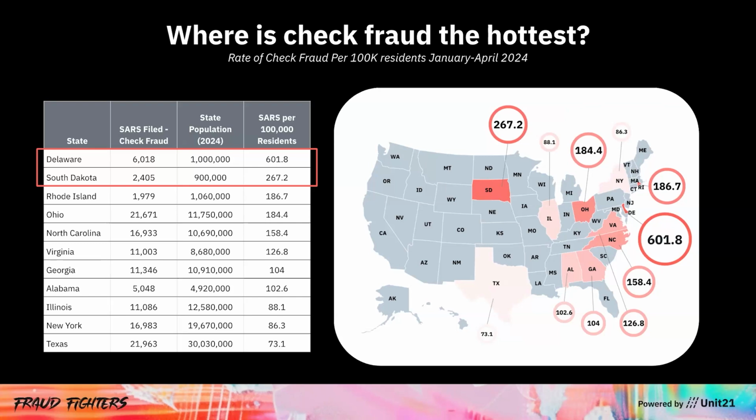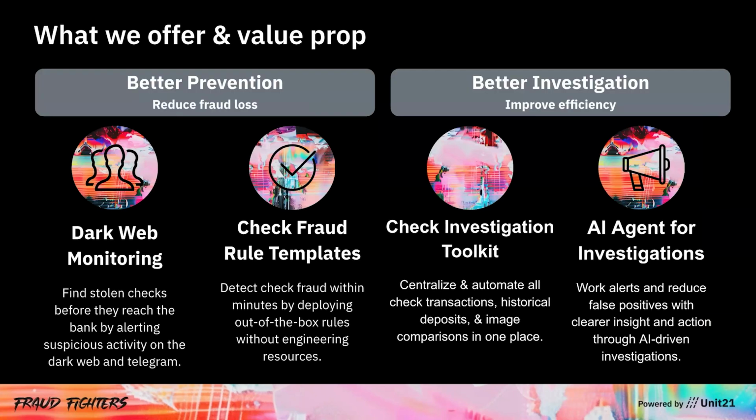Now, what can Unit21 do to help you? We've been developing a number of solutions, a couple on the prevention side: our dark web monitoring product, which gives you proactive notifications when one of your clients' checks has shown up on the dark web, as well as check fraud rules that allow you to create some really useful rules beyond the typical image analysis, to look for patterns of potentially suspicious activity.